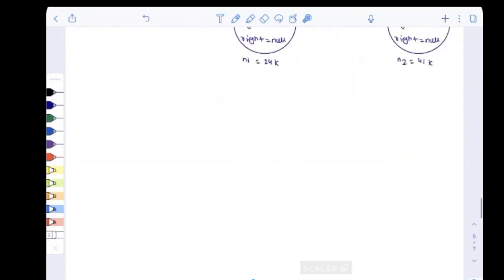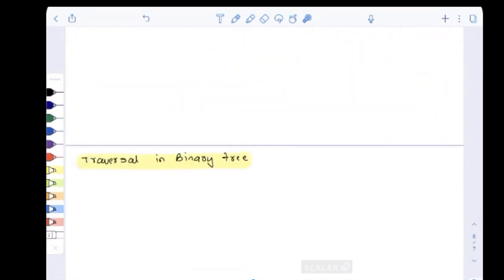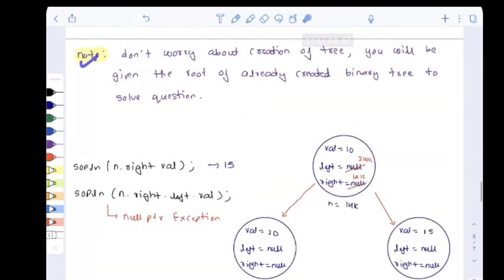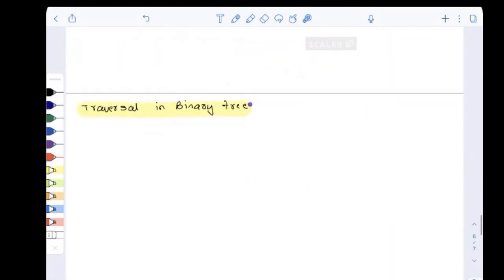One point from this question onwards: don't worry about how a binary tree is getting created. I've already told you we don't need to worry about the creation part right now because that is a difficult algorithm. We will cover that in the next class. Right now, imagine the root of an already existing tree is given to you and you are solving your question. That is how we are going to proceed.